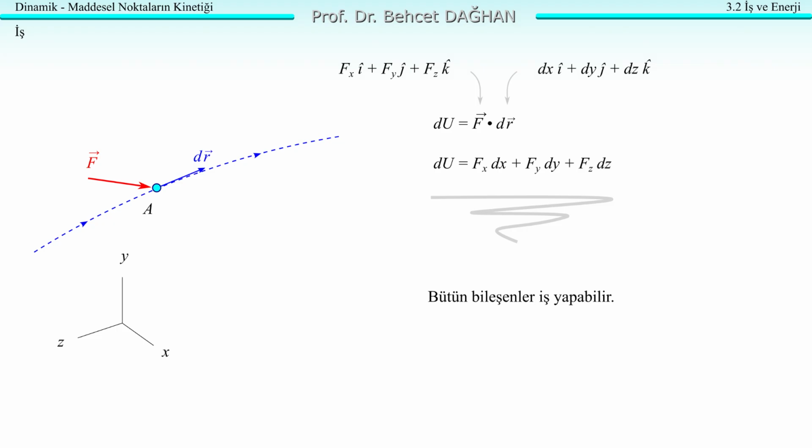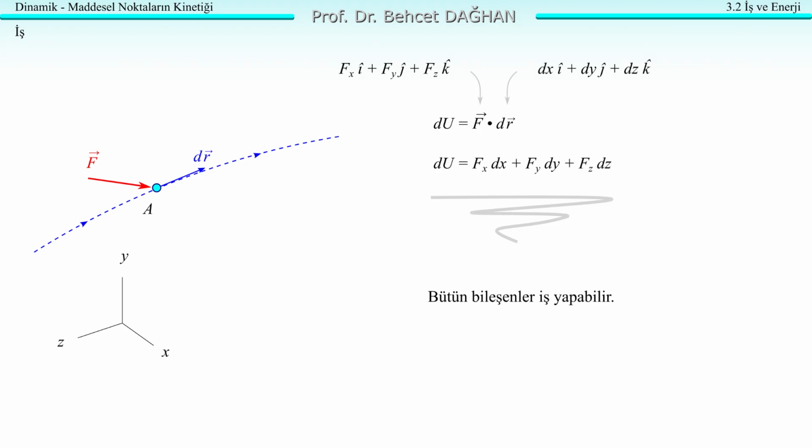Here we see that all components can do work. The x component, the y component, and the z component all do work if there is displacement in their respective directions. Fx and dx are in the same direction. Fy and dy are in the same direction. Fz and dz are in the same direction. However, these can be positive or negative. That's a separate matter. The sum of the work done by the perpendicular components gives the work done by the sum of these components. That is, the work done by the force F.